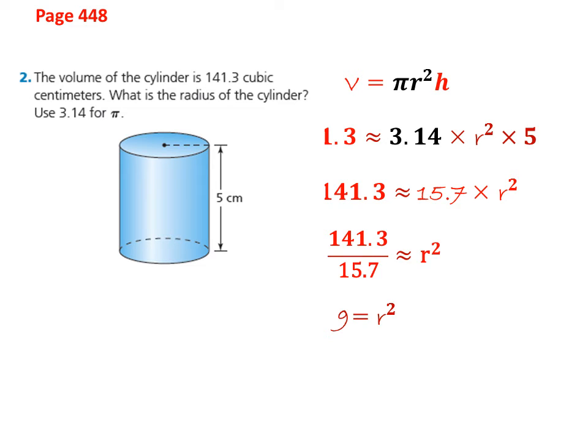How to find R? Yes, use the inverse operation of the power, or of the squared. What is the inverse operation? Yes, this is square root. But of course we'll use the positive square root because this is a length and the length is a positive quantity. So R equals the positive square root of 9. So R is 3 centimeters.